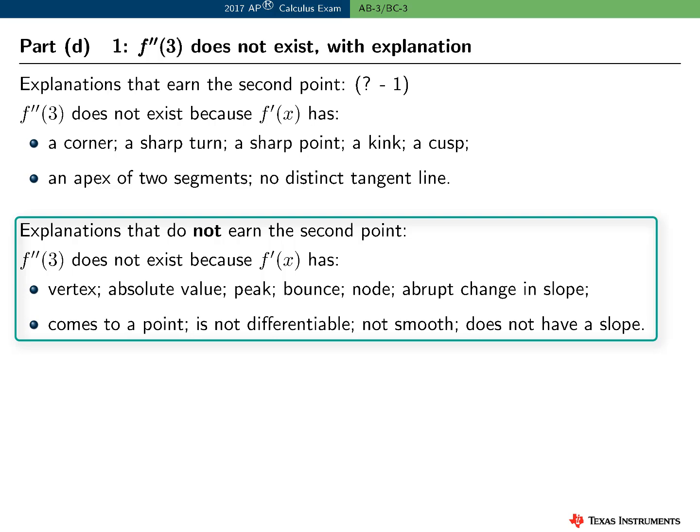Here are some explanations that did not earn this second point. If the student said that f double prime of 3 does not exist because the graph of f prime has a vertex there, or that it looks like the absolute value function, or that it has a peak or a bounce or a node, or there's an abrupt change in the slope there, or that it comes to a point or is not differentiable or not smooth, or doesn't have a slope there. All of those explanations would not earn this second point.